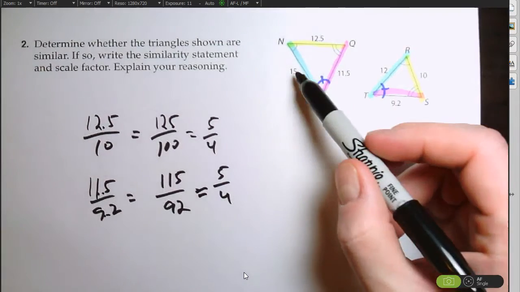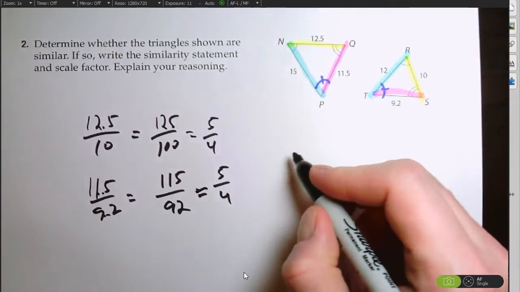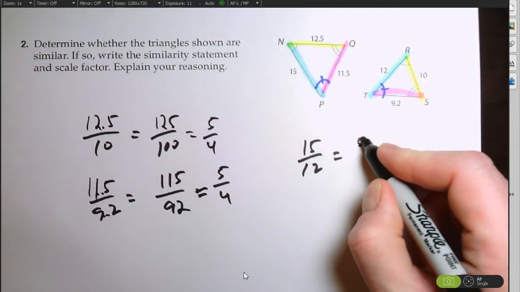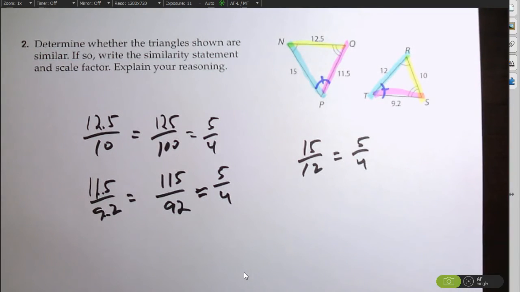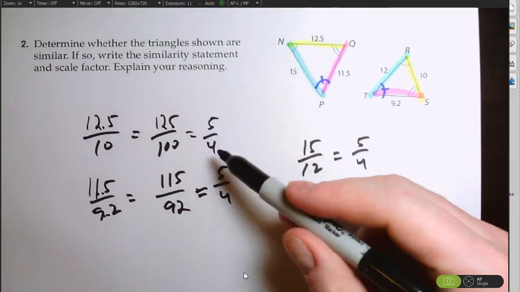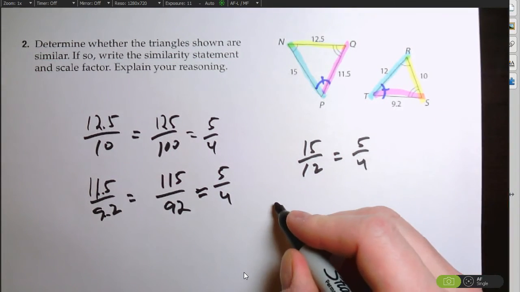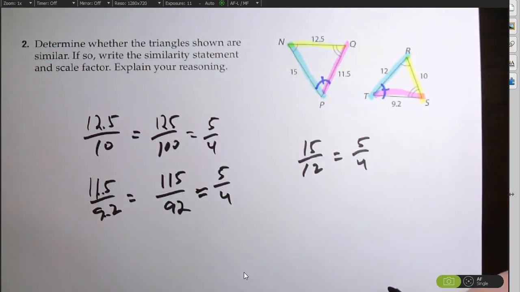So our last is to compare the blue ones, the 15 to the 12, which that one actually is really easy to do. Both those divide by 3, 5 to 4. So they are similar. All pairs of sides are proportional. All pairs of corresponding angles are congruent. So yes, they're similar. That's the reasoning we would write out.